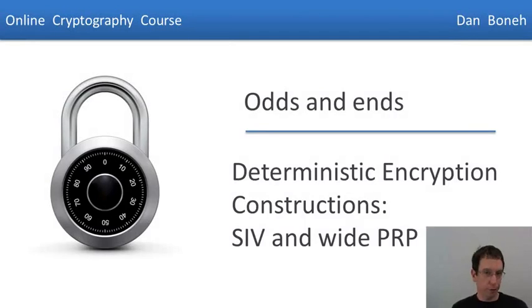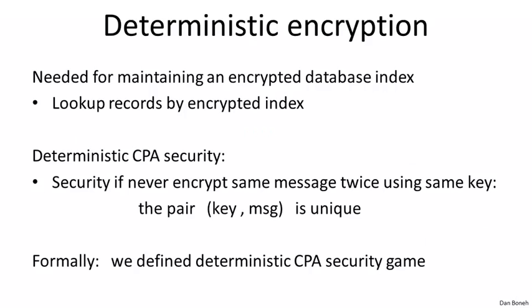Now that we understand what deterministic encryption is, let's see some constructions that provide security against deterministic chosen plaintext attacks. First, let me remind you that deterministic encryption is needed, for example, when encrypting a database index, and later we want to look up records using the encrypted index. Because the encryption is deterministic, we're guaranteed that when we do the lookup, the encrypted index is going to be identical to the encrypted index that was sent to the database when the record was written. And so deterministic encryption gives us a very simple and fast way to do lookups based on encrypted indices.